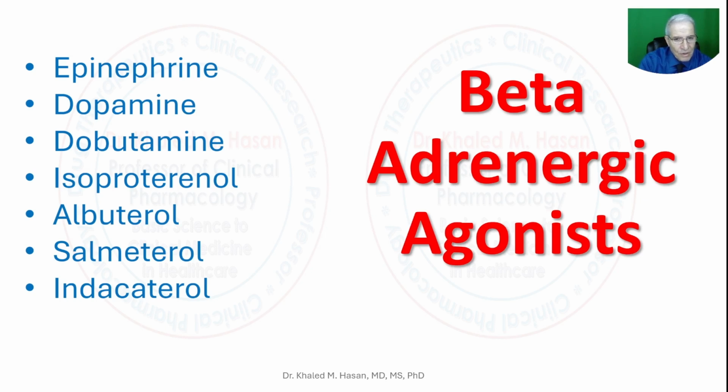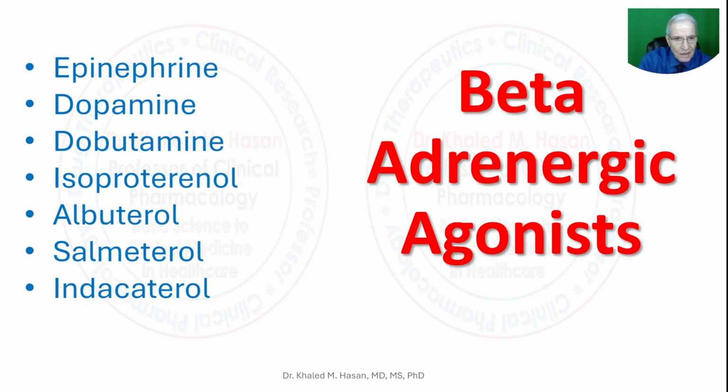First of all, we need to remember we have three subtypes of beta receptor: beta-1, beta-2, and beta-3. In the next coming slide, we are going to speak about beta receptor distribution in our organs. For example, we have beta-1 receptor in the heart. We have beta-2 receptor in the lung, the respiratory system. We have beta-3 receptor in the adipose tissue and in the bladder. Therefore, we have medications that affect these organs.